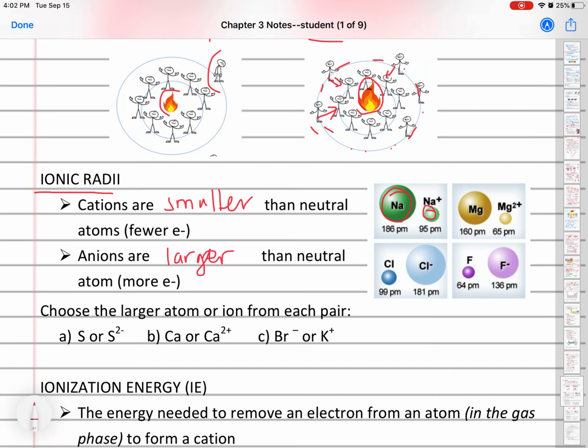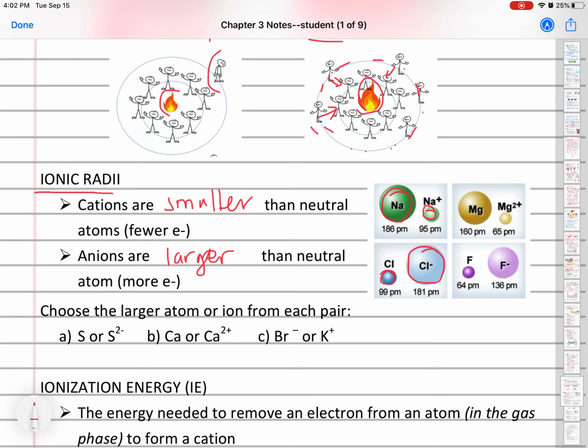Anions are always larger than their neutral counterparts. All right, so chlorine, for example, is maybe this size, but when it becomes an anion, it gains electrons. So of course it's going to get bigger. That electron cloud is going to be bigger.